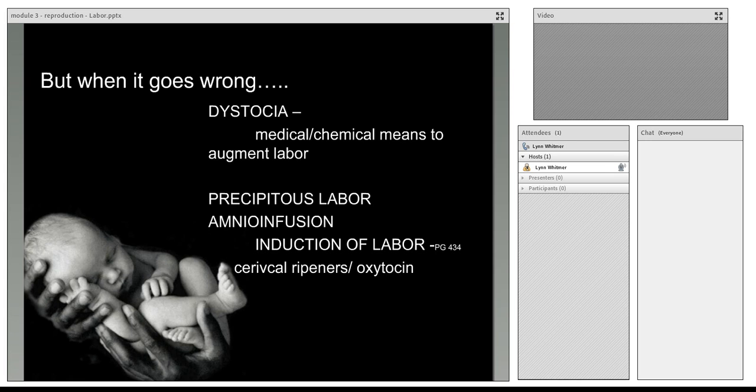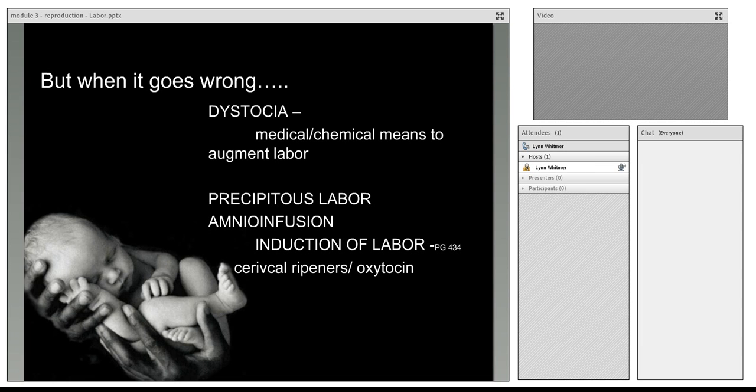Breaking her bag of water, doing what we call an amniotomy. Breaking the bag of water will augment labor. And doctors often augment labor by doing AROM, artificial rupture of membranes, to kind of get the laboring process started. When a patient is going to have an amniotomy, the nurse's role and responsibility is to know what the fetal heart rate is before and after the procedure. Very important to know the baseline.